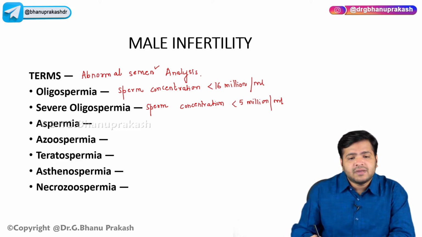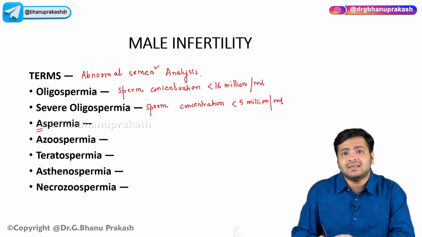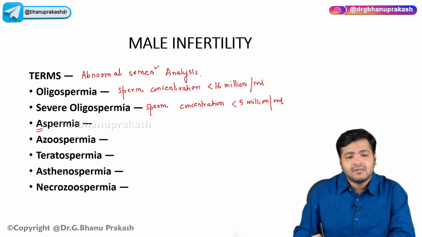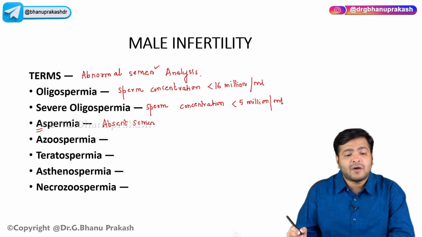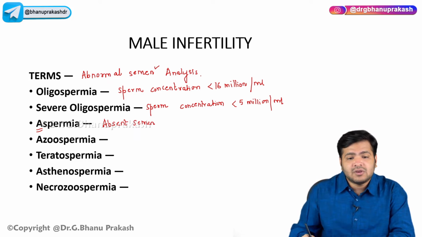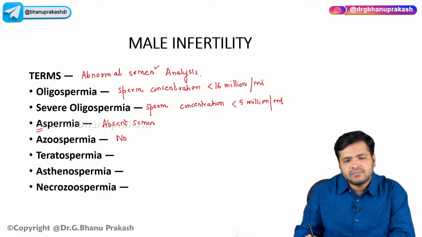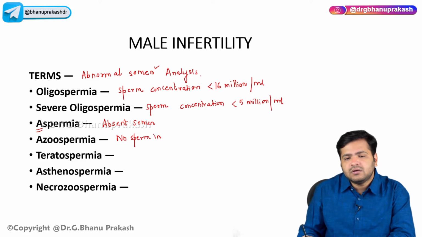Aspermia. Aspermia means A, anything with an A in front, it is termed as absent, right? So aspermia means absent semen. Now, if we talk about azoospermia, it is no sperm in the semen.